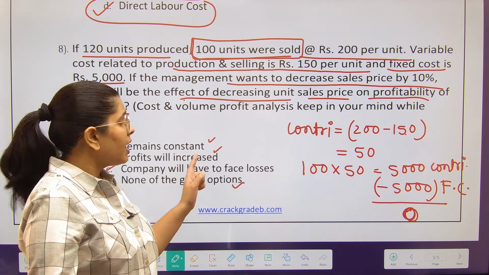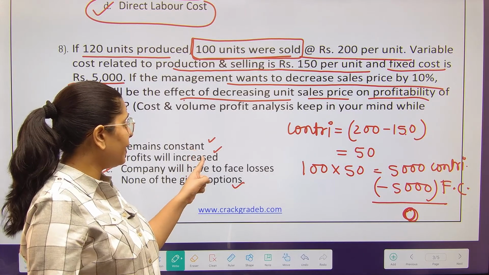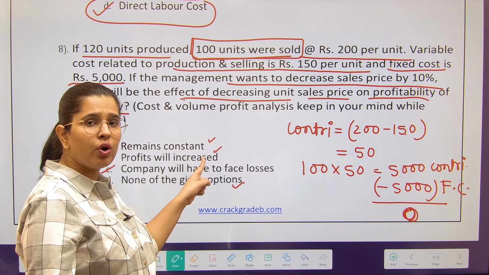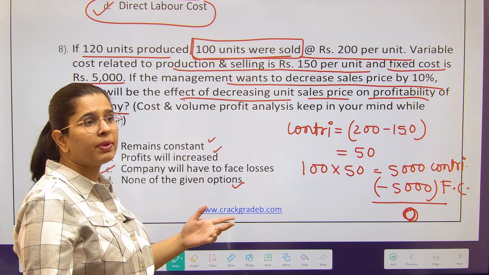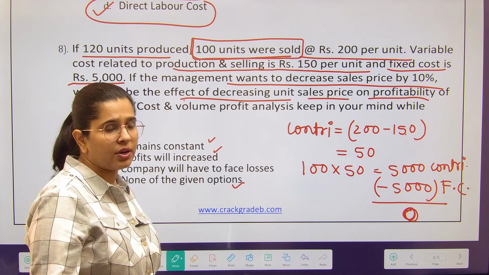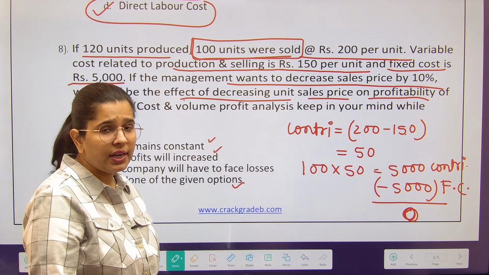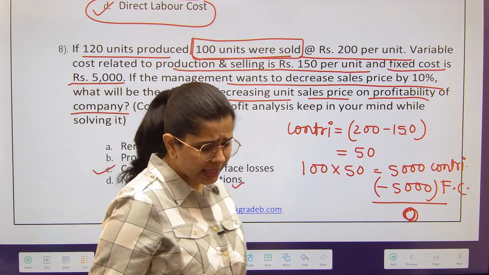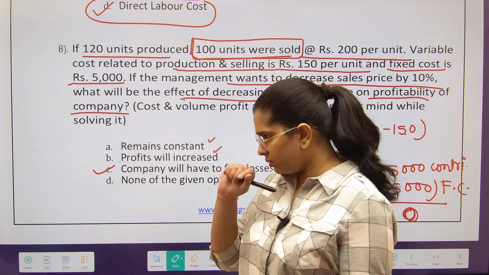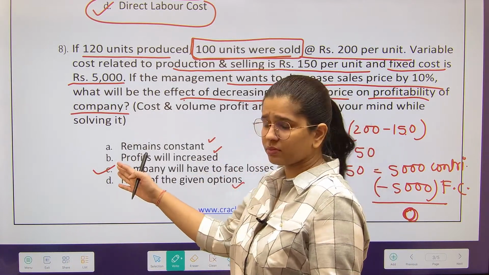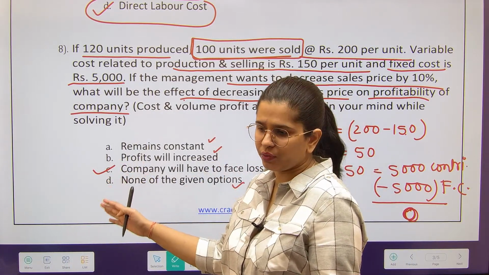Profits will increase, or remain constant, cannot be any scenario over here. Now this could be a confusing scenario for you, because here some people might think in the exam scenario that okay, if they are reducing sales price, then the quantity sold will increase. That can be a probable scenario, but I'll not take that over here.